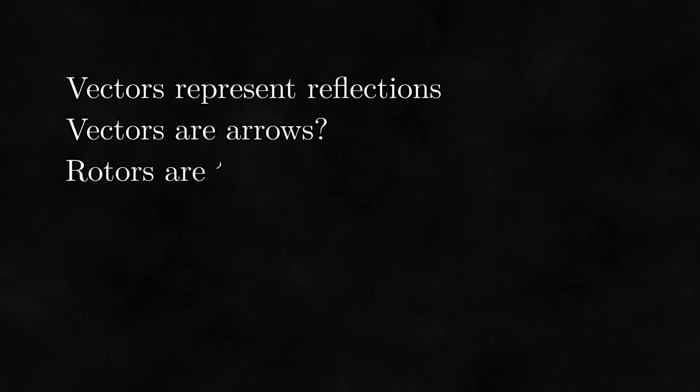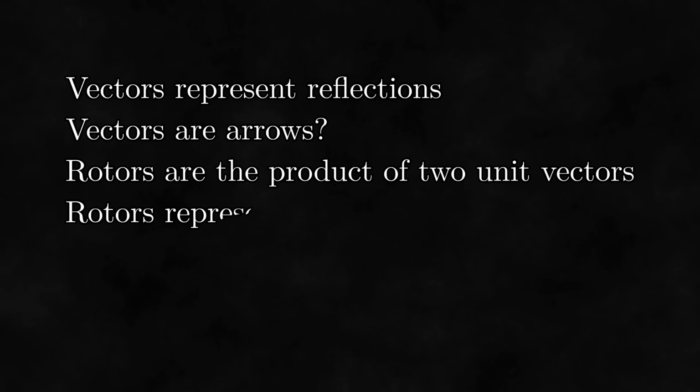Wait, what? Aren't vectors arrows? How can they represent reflections? Well, recall that rotors are the product of two unit vectors, but they also represent rotations. It's similar for vectors. As an object, a vector is an arrow, but as a transformation, a vector is a reflection. Note that the way we reflect using a vector is different than the way we rotate using a rotor.